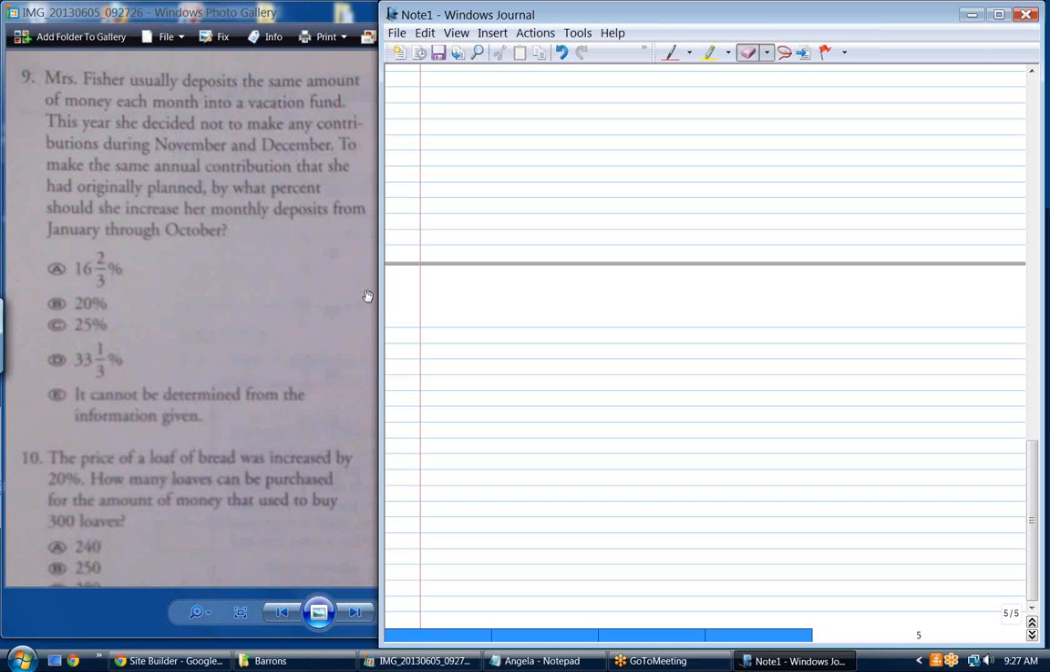But notice they haven't given us any numbers. They're not telling us how much she deposits each month, which means we can make that up and make up a nice convenient number. So we can say like $10 a month. Or would we want to go by 12? No, 10 should work fine. So if she put 10 a month in, that means she puts 120 a year. And that's at 10 per month.